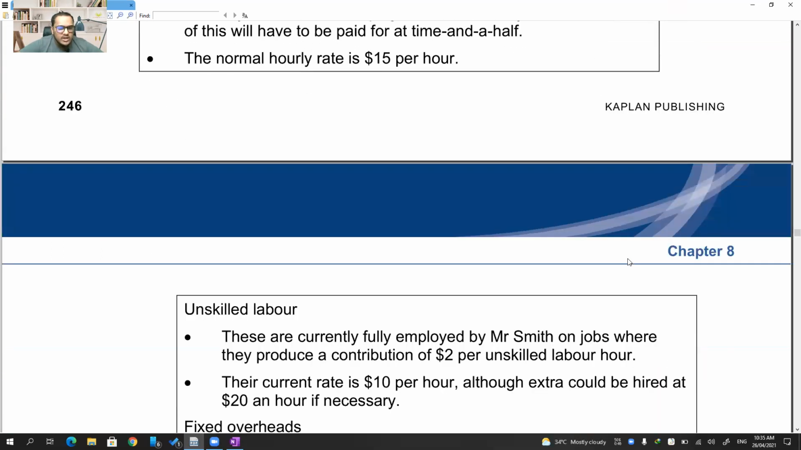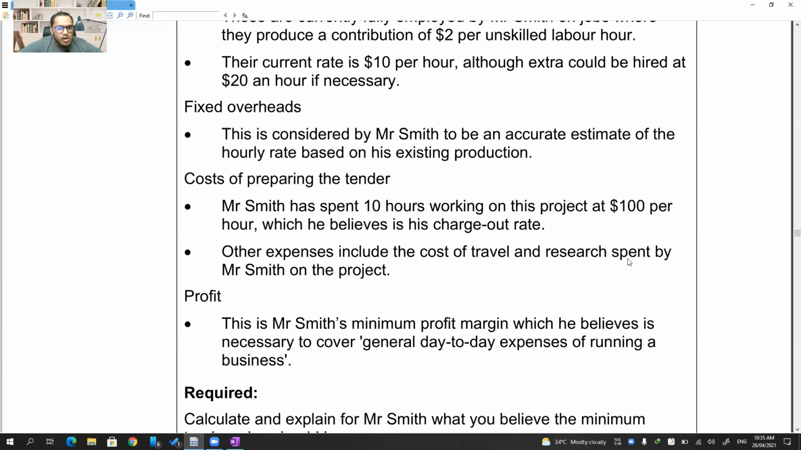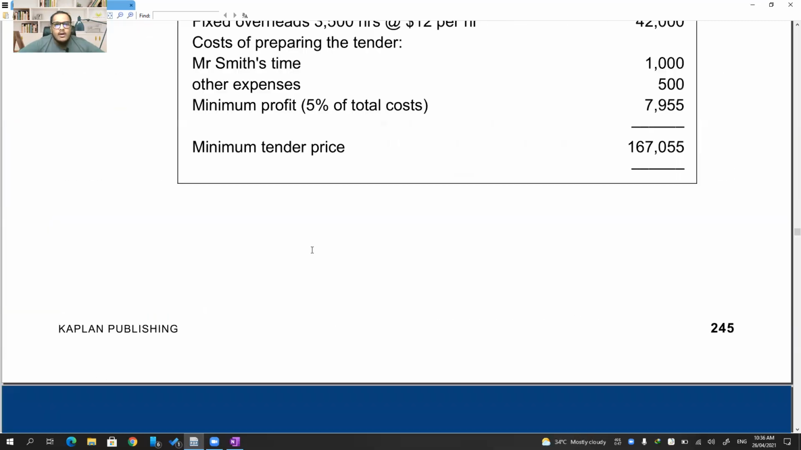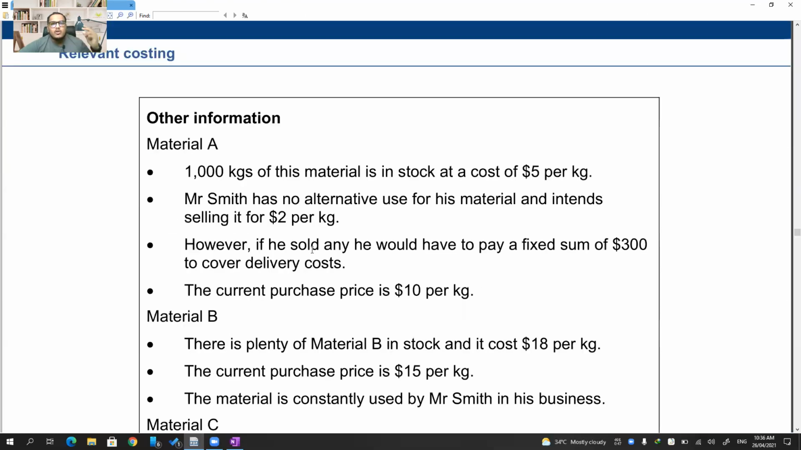Let me scroll down and check about other expenses. Other expenses include the cost of travel and research time spent by Mr. Smith on the project. Useless, that's irrelevant, right? Okay. Now, let's start one by one. Very quickly, we have to do it in 5 minutes.